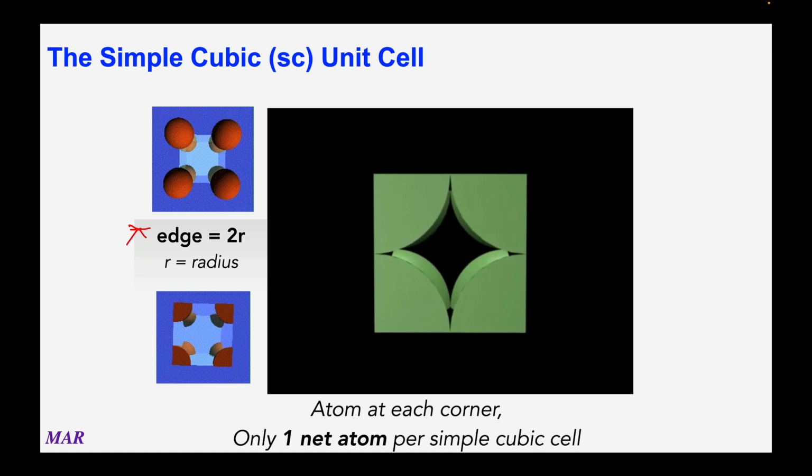In the solids lab, there are some more descriptions as to how this all works out if you're curious. If geometry is your thing, this will be a section for you. It'll talk about how the edge is equal to 2 times the radius, etc. But the punchline, at the end of the day, when you hear simple cubic unit cell, think 2 things. Think 1 net atom per simple cubic cell, and also think edge equals 2 times the radius of the atom. Those 2 things will help you go forward.